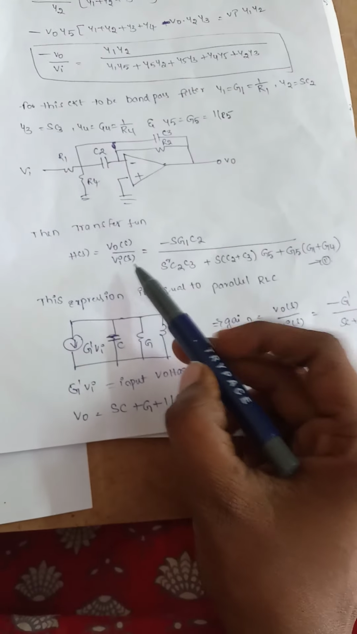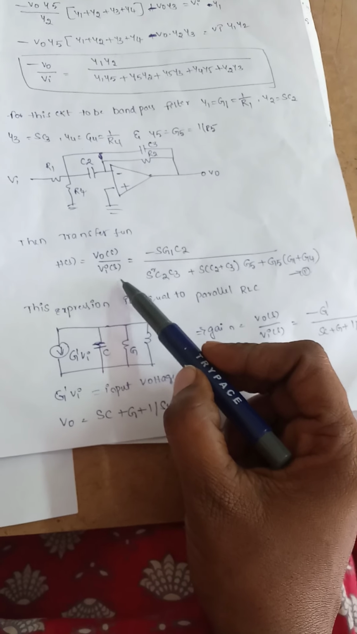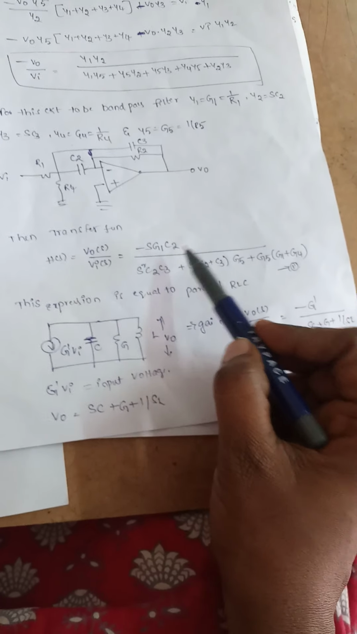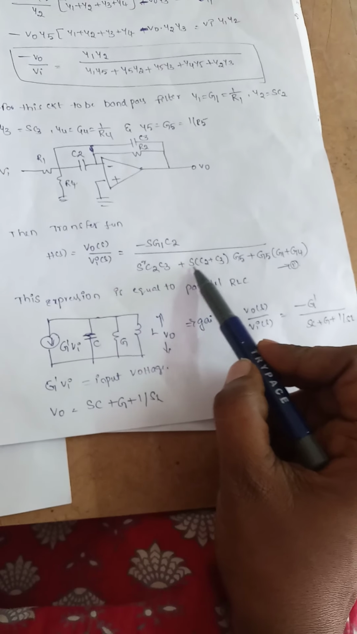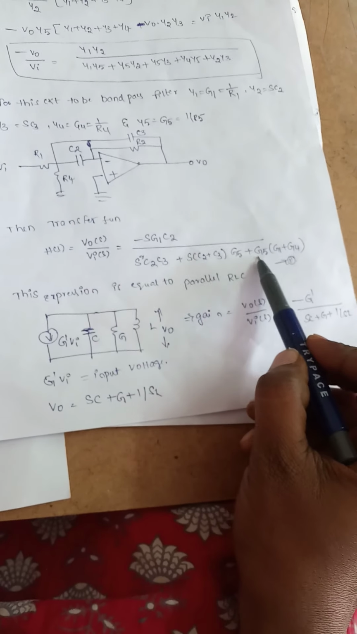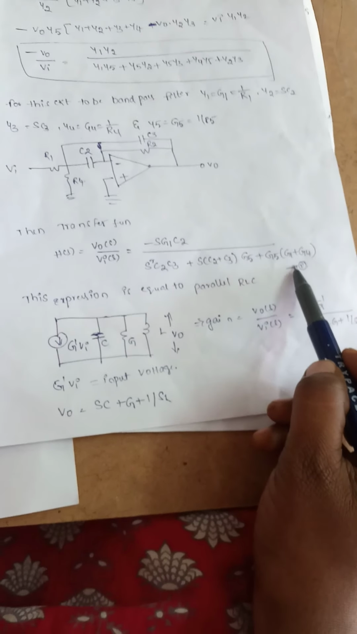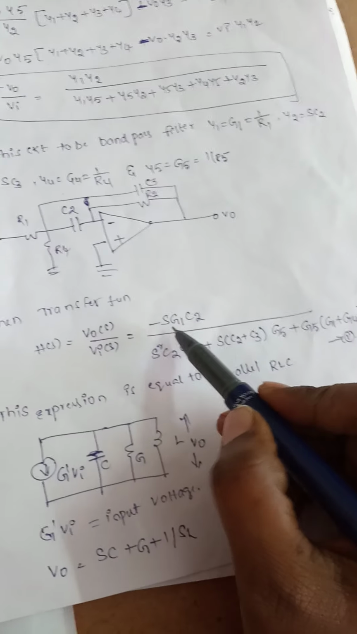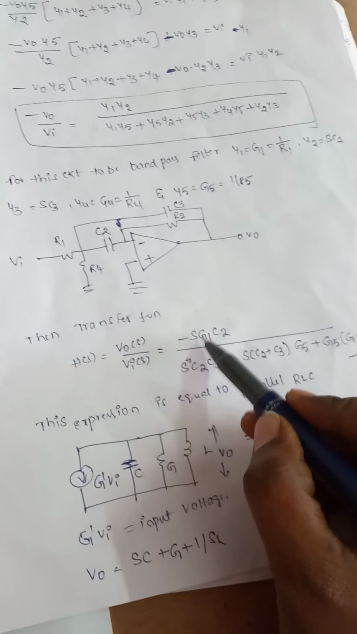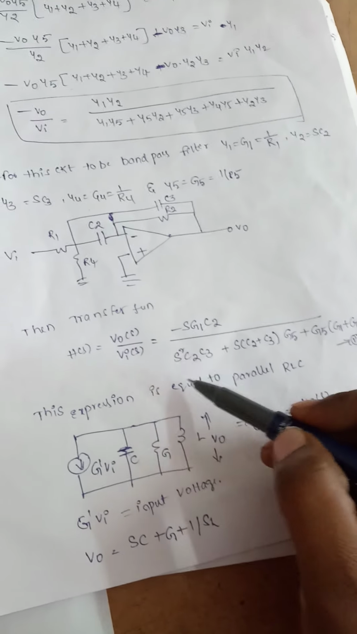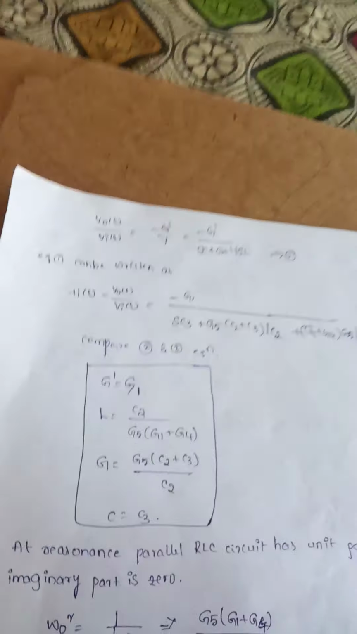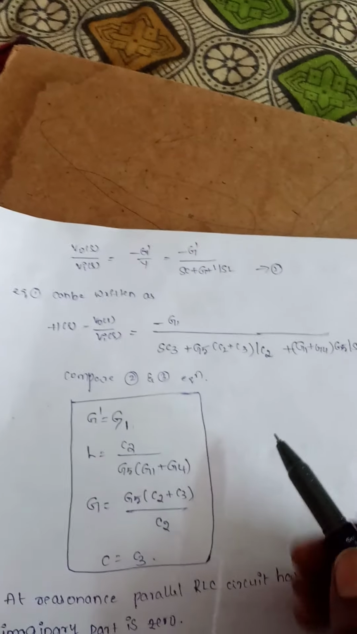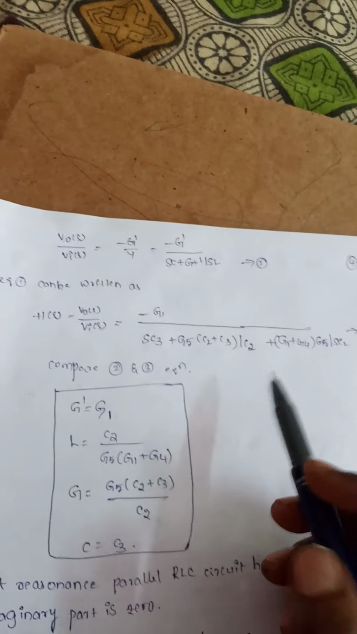Next, this equation H of S is equal to V naught of S by VA of S is equal to minus S into G1 C2 by S square C2 C3 plus S of C2 plus C3 into G5 plus G5 into G1 plus G4. This equation will be written like this. Here G1 and G1 are here, and minus S by C2 is moved to the downside. In that case the equation will be like this. Then compare these two equations. Why? Because here the narrow band pass filter is equal to the parallel combination of an RLC circuit.